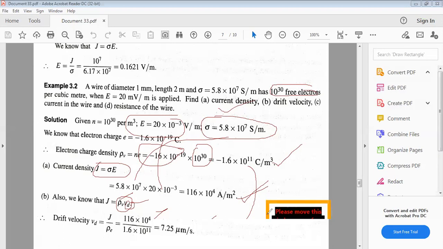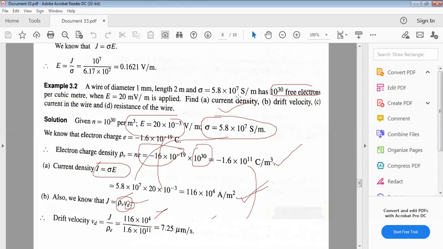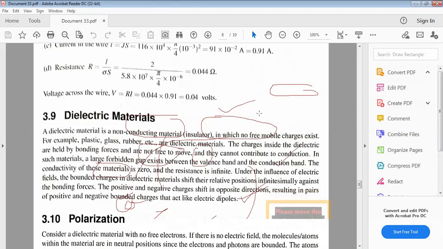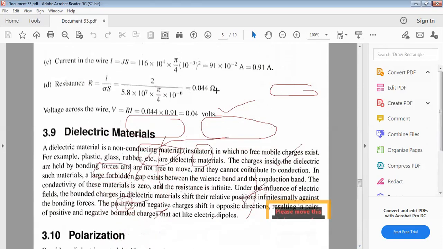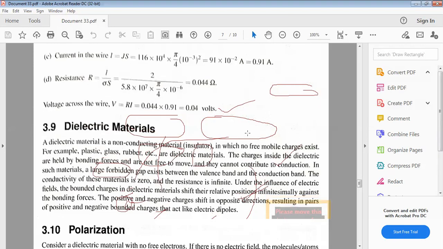And the third one is the current in the wire. How do you get the current in the wire? Current in the wire, I equal to J into S. This is also from the relation. J is already known, and S is the surface area, pi R square. Here the wire has a diameter of 1 millimeter and a length of 2 meters.